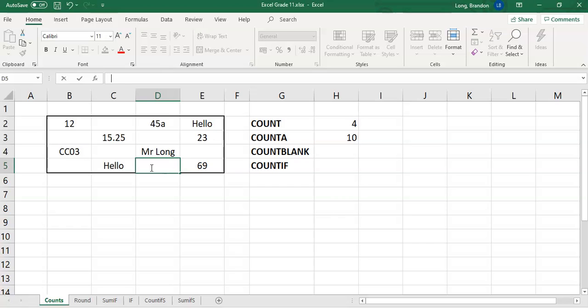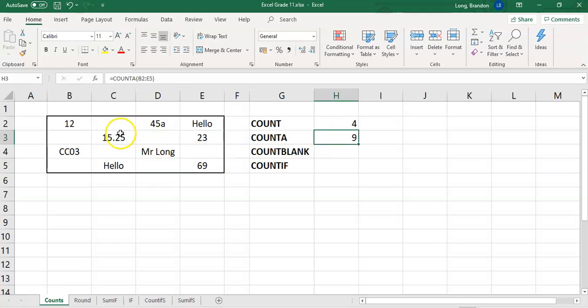So if I delete all these spaces that are in this block, you'll see it goes to 9, which makes more sense because it's 1, 2, 3, 4, 5, 6, 7, 8, 9. So there are 9 items in this block. It counts everything, whether it's a number or text, and it even counts if it's just spaces. So that also will count.